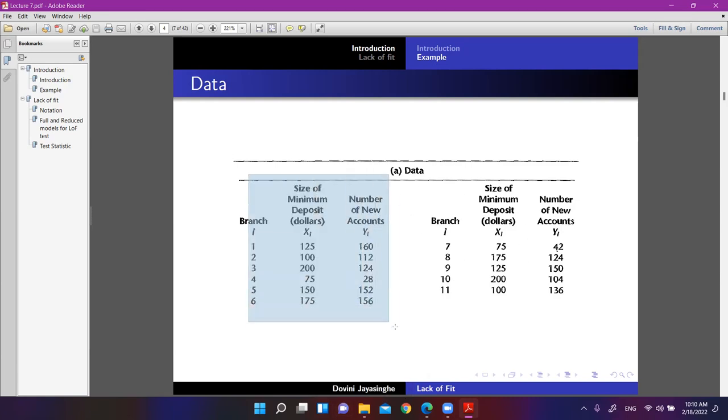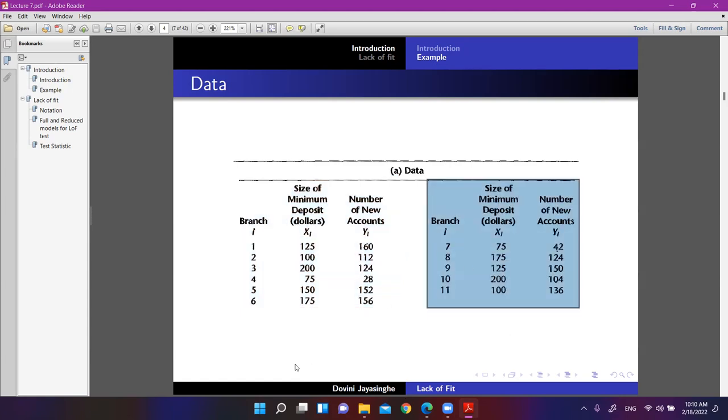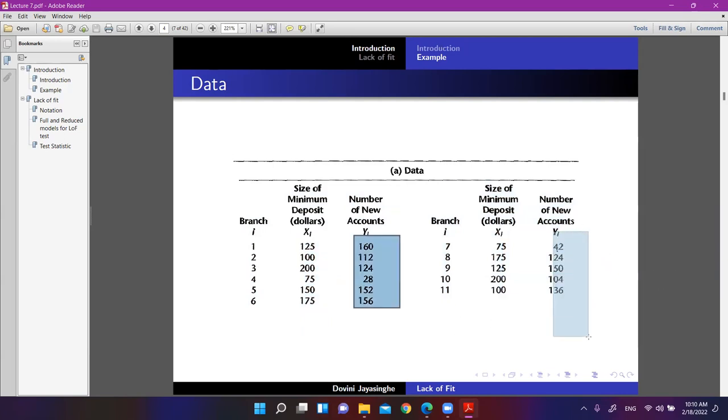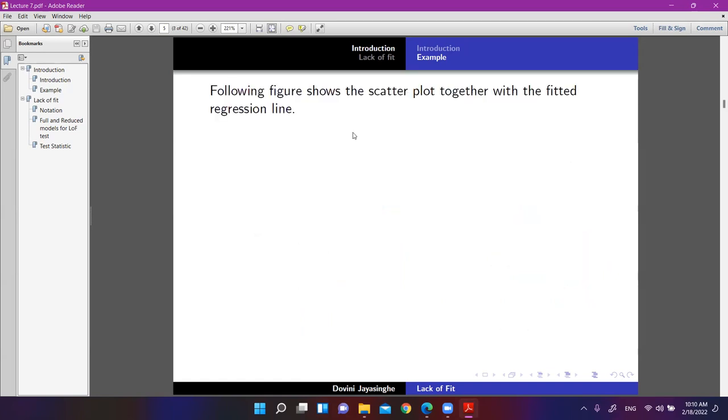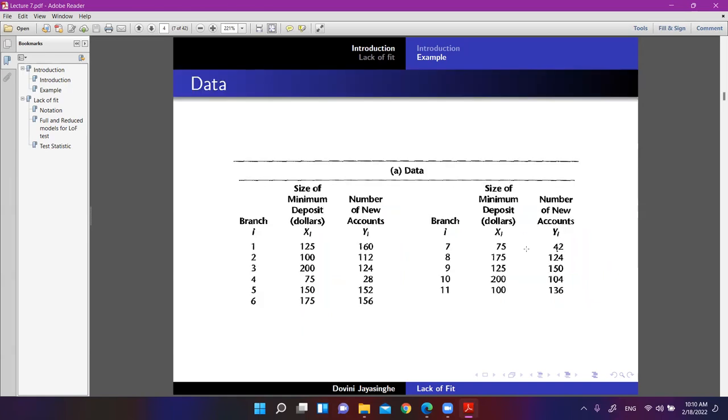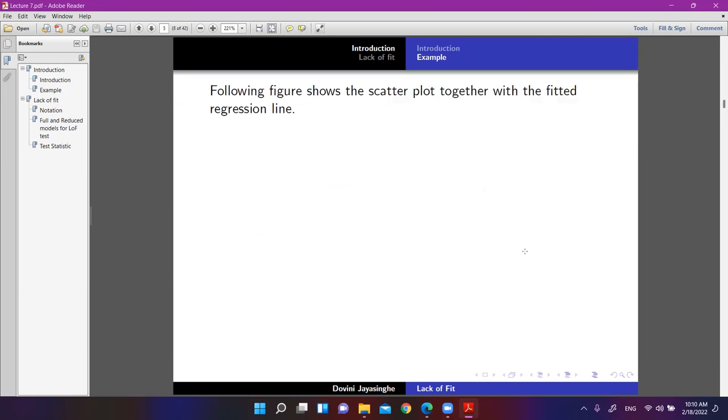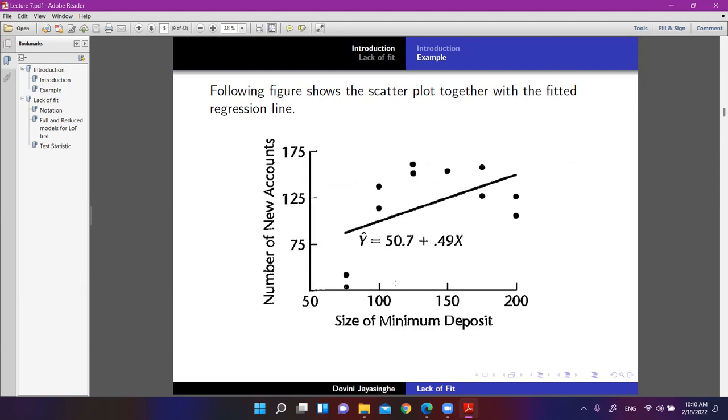So same thing repeated here, just the data points, okay? So we have 11 data points in this. So sample size is 11. And this is our X, and this is our Y. Same thing. Right, so for this, the following figure shows the scatter plot. So when there's X, when there's Y, and as long as they are quantitative, you can draw a scatter plot. So when you draw the scatter plot, it shows you something like this.